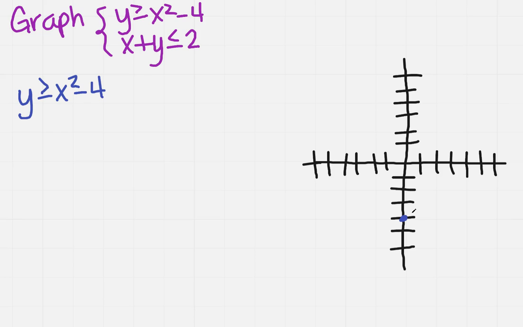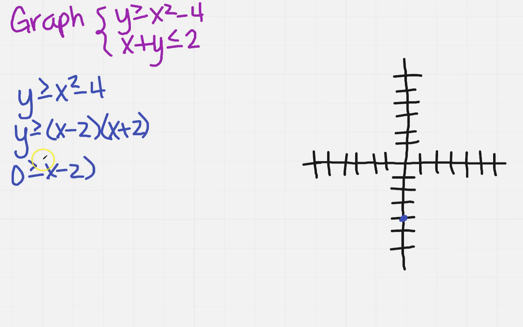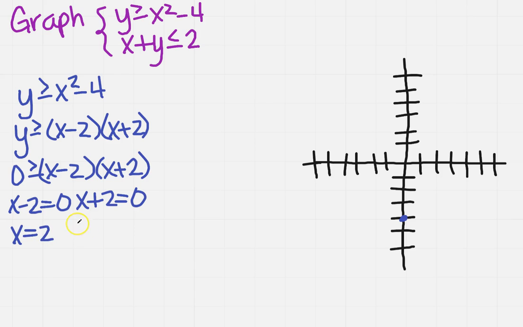Now let's see if we can find our x-intercepts. That would be y is greater than or equal to x minus 2, x plus 2. If it's going to be x-intercepts, y is going to be 0. So I just need to set each one of my terms equal to 0. I've got x minus 2 equals 0, x plus 2 equals 0. So x is going to be 2 and x is going to be minus 2. So I can plot that. I've got a 2 and I've got a minus 2. And we know it opens up.